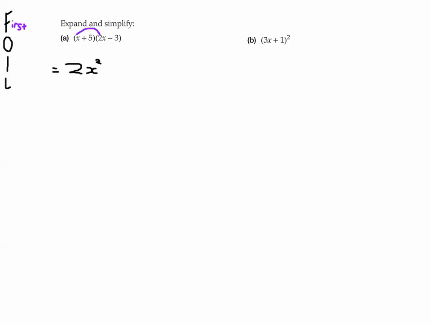Then we move on to the outer numbers. So the outer numbers are the x and the -3 here. Don't forget to grab the sign in front of it as well. So it becomes x times -3. So negative times a positive will be a negative, so -3x.